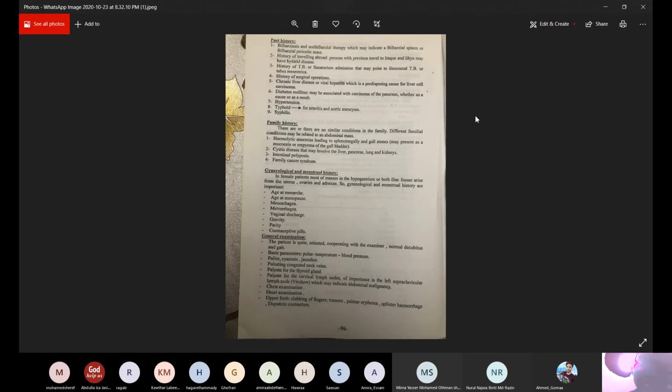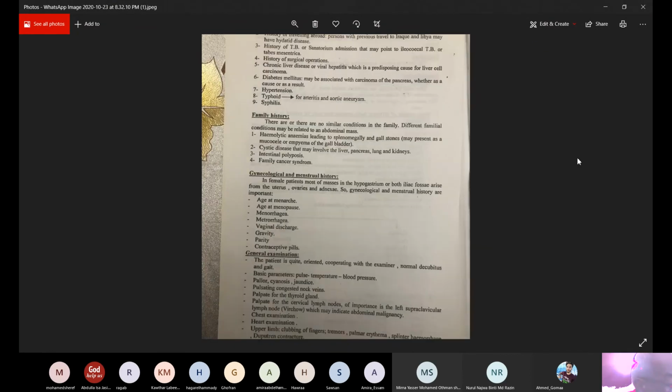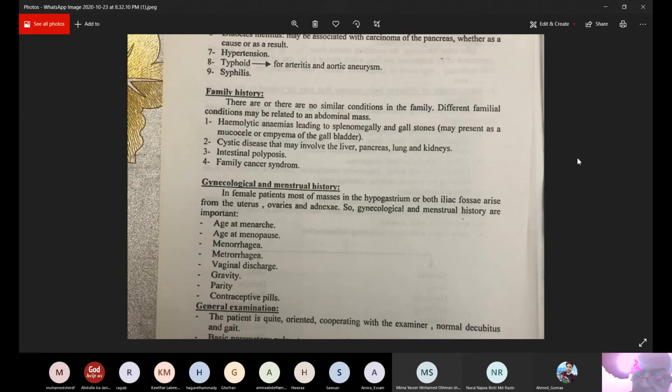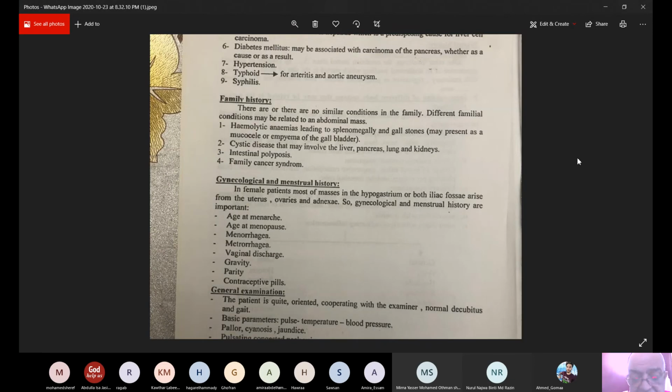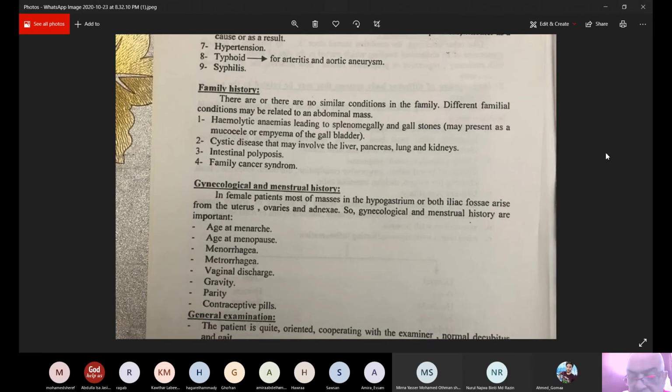Another example of the family history is cystic disease, because it's a congenital condition. It may affect the liver, affect the pancreas, and other abdominal organs. Polycystic disease of the kidney. So the presence of a family history of cystic disease anywhere in the body organs may be of interest.